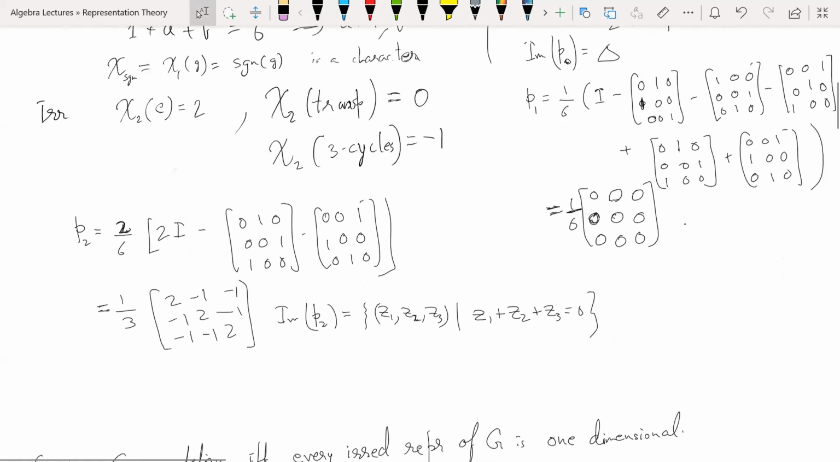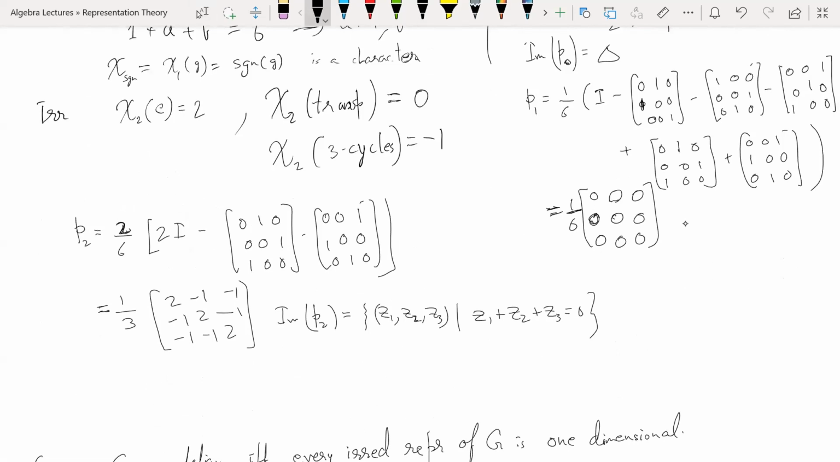And so what you get is 1/3 times the matrix with entries 2, -1, -1, -1, 2, -1, -1, -1, 2. Of course, the column space is 2-dimensional. So you can see this is a rank 2 matrix. It's at least rank 2 because there are 2 linearly independent columns, the first 2. And you add these 2 columns and take the negative, you get the third one.